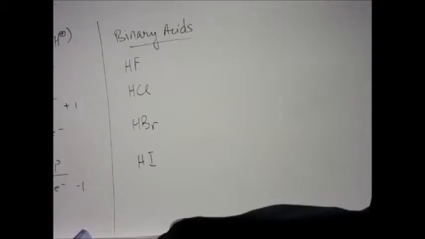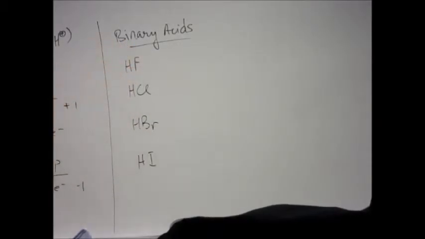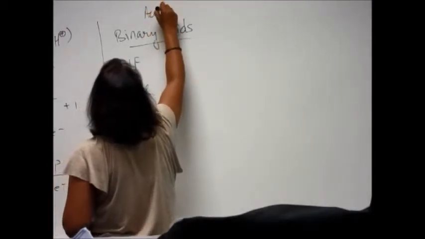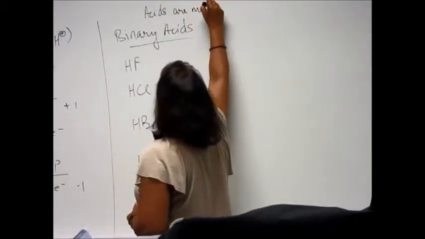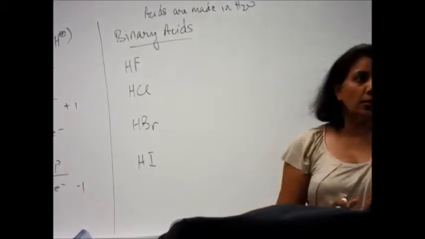If I were to give you these compounds to name, without telling you that they were acids, the HCl, you would call that hydrogen chloride, right? Okay, we call hydrogen chloride. Acids are not like that, okay? Acids are all made in water, okay? That's the key thing about it, and that's how you differentiate between the two. So make a note over here. Acids are made in water, always, always.